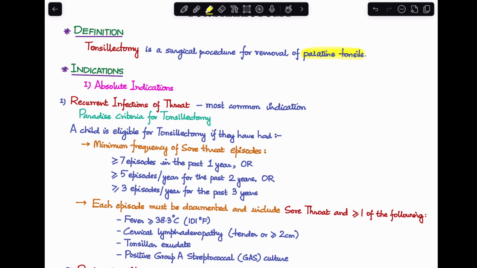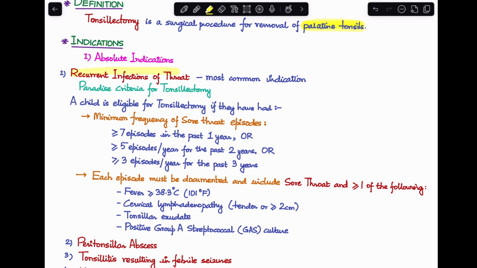So there are absolute indications, then there are relative indications, and then there are some indications where you perform tonsillectomy as a part of another surgery. So first let's discuss the absolute indications. The most common indication is recurrent infections of the throat. And there is a criteria that we have for deciding how many infections of the throat need to happen for us to consider doing tonsillectomy in that case. And this criteria is known as Paradise criteria for tonsillectomy.